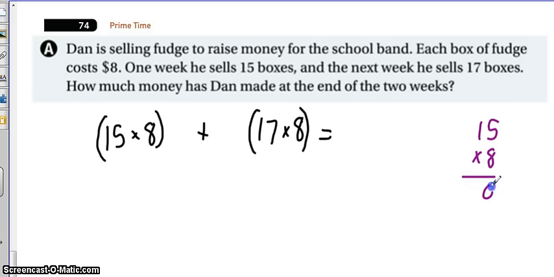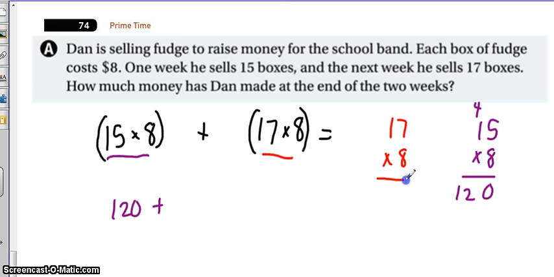So over here to the side, 15 times 8. 8 times 5 is 40. Carry the 4. 8 times 1 is 8 plus 4 is 12, so 120. So this one is 120. And we are going to add that to this one, which is 17 times 8. So over here, we're going to take 17 times 8. Okay, 8 times 7 is 56. Write the 6, carry the 5. 8 times 1 is 8, plus 5 is 13. So that's 136, which means he earned $136 here.